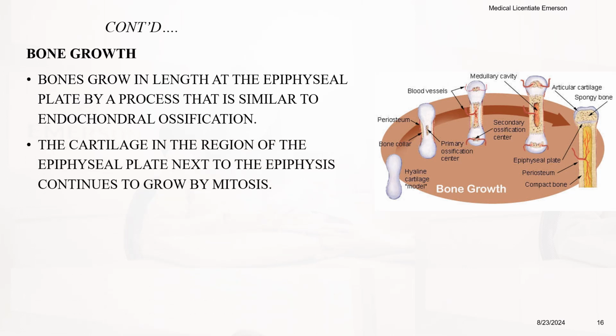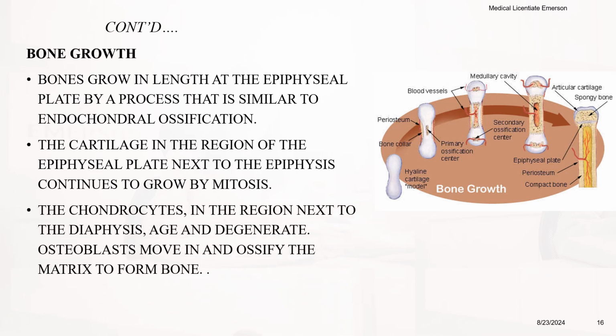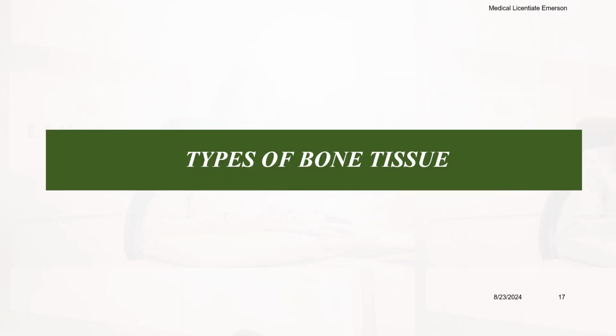Okay, then the cartilage in the region of the epiphyseal plate next to the epiphysis continues to grow by mitosis, and the chondrocytes in the region next to the diaphysis age and regenerate. Then osteoblasts are going to move in and ossify the matrix to form bone. That's the process of bone formation.